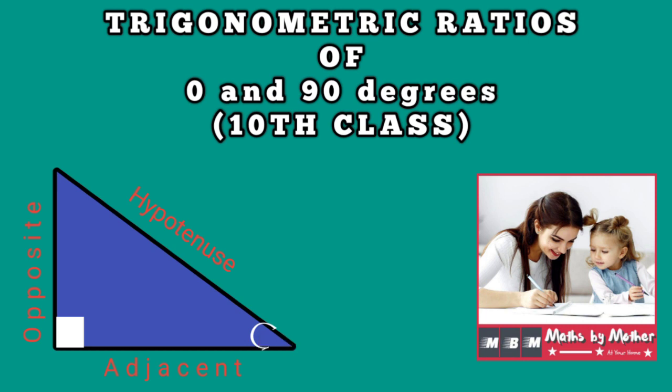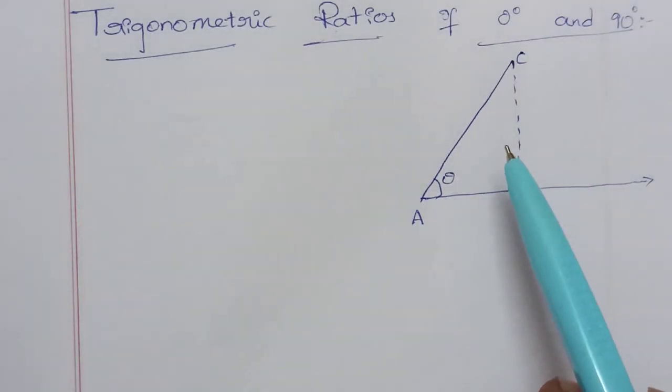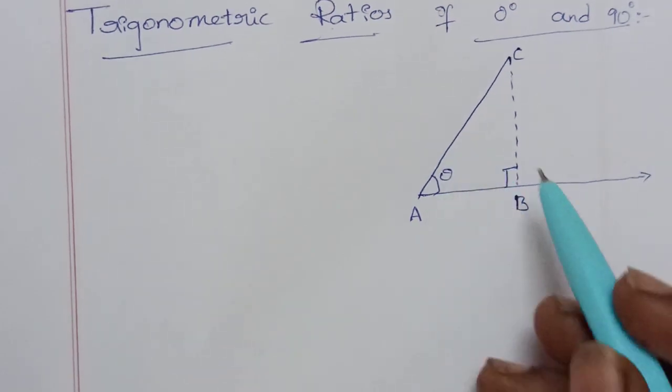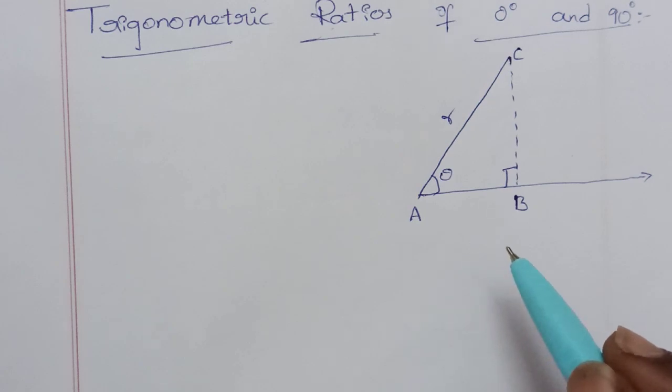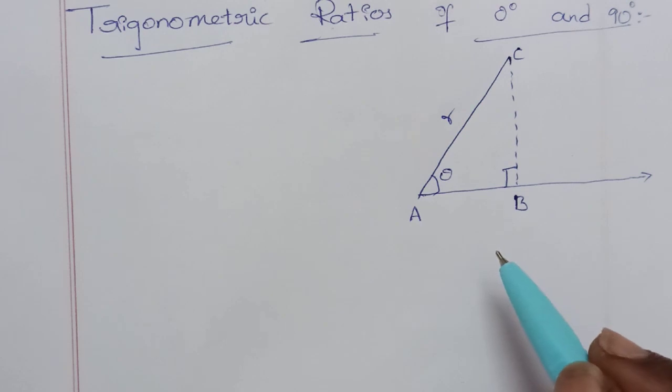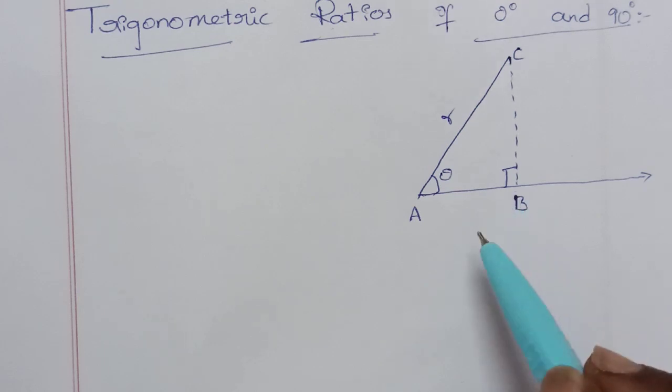Let's get into the topic. Consider a right angle triangle ABC. Here the length of AC is R. R is making an acute angle with ray AB. When the ray AC is closer to AB, that means AC is very close to side AB, so the angle made by it decreases. When the angle A decreases, the length of BC also decreases.